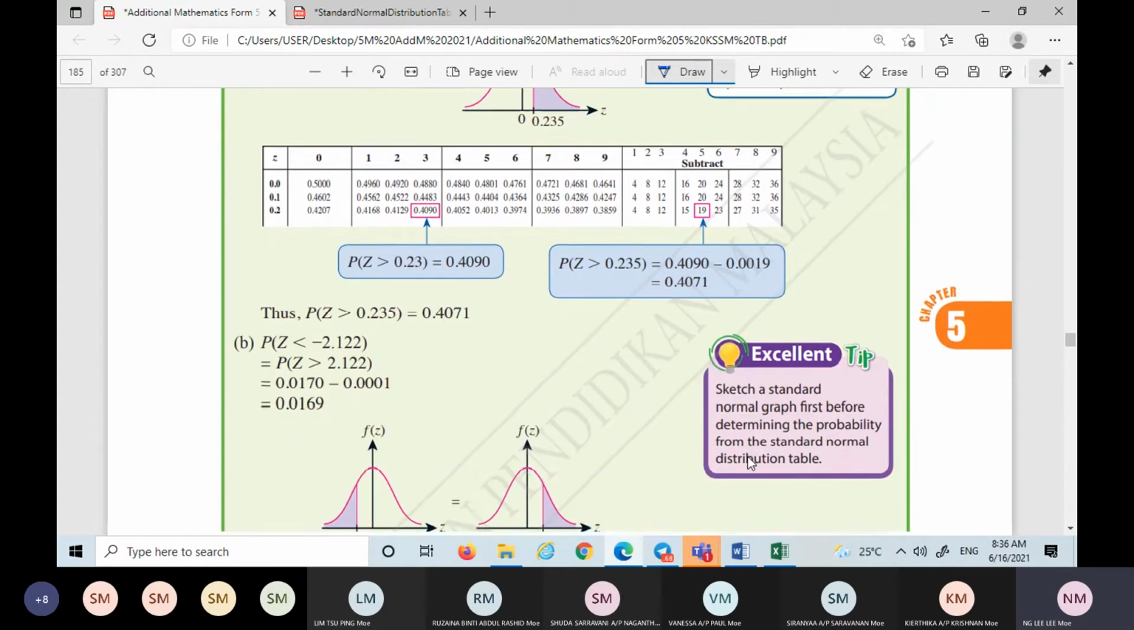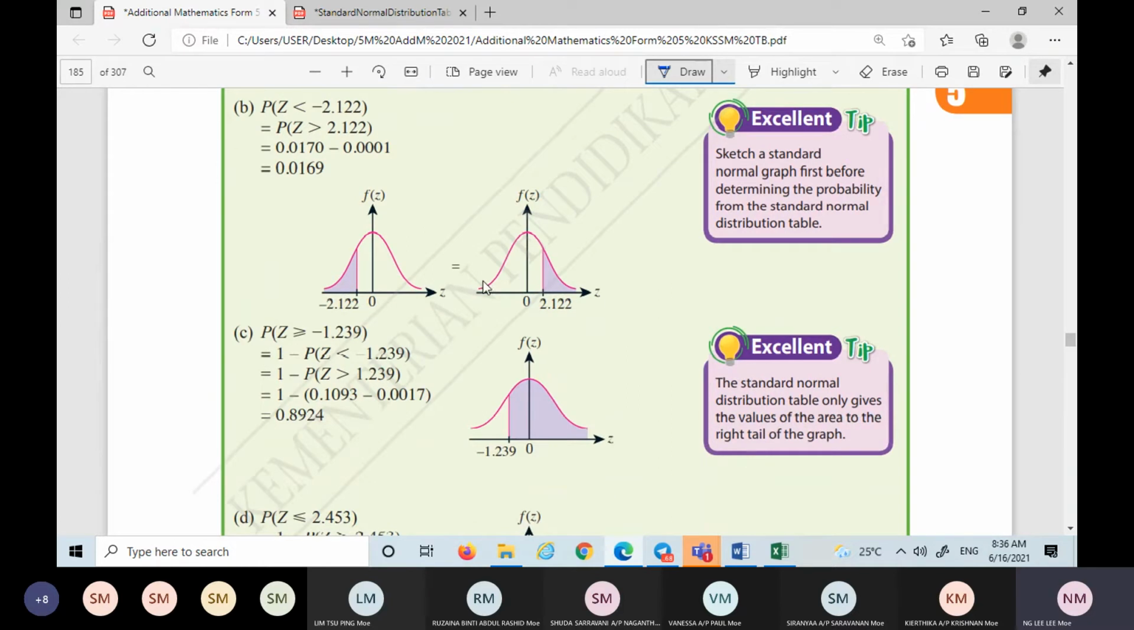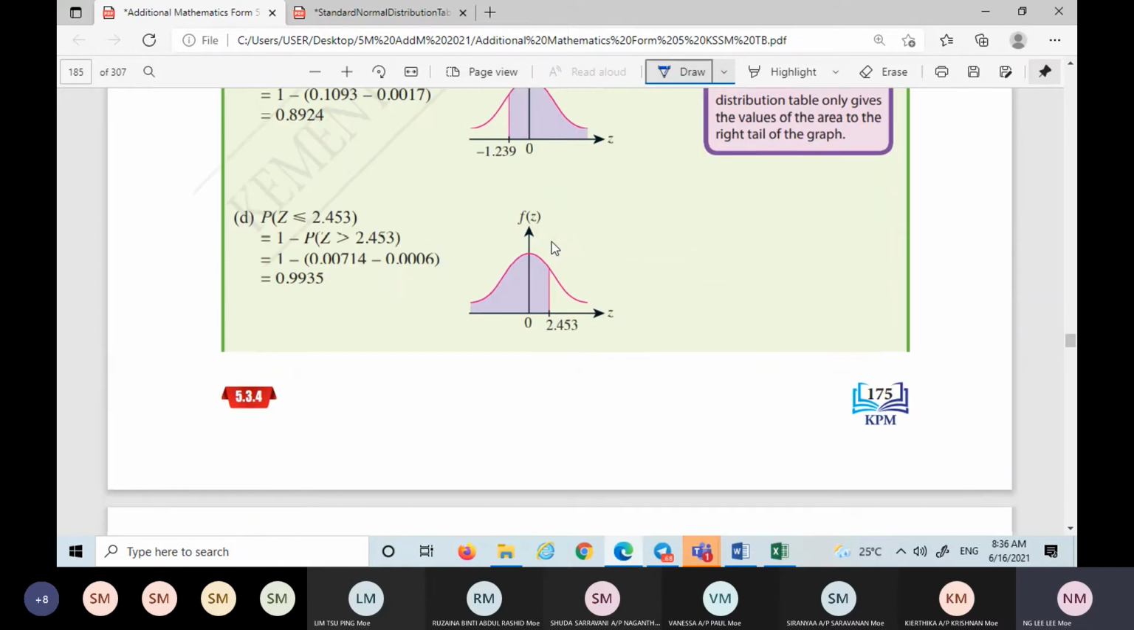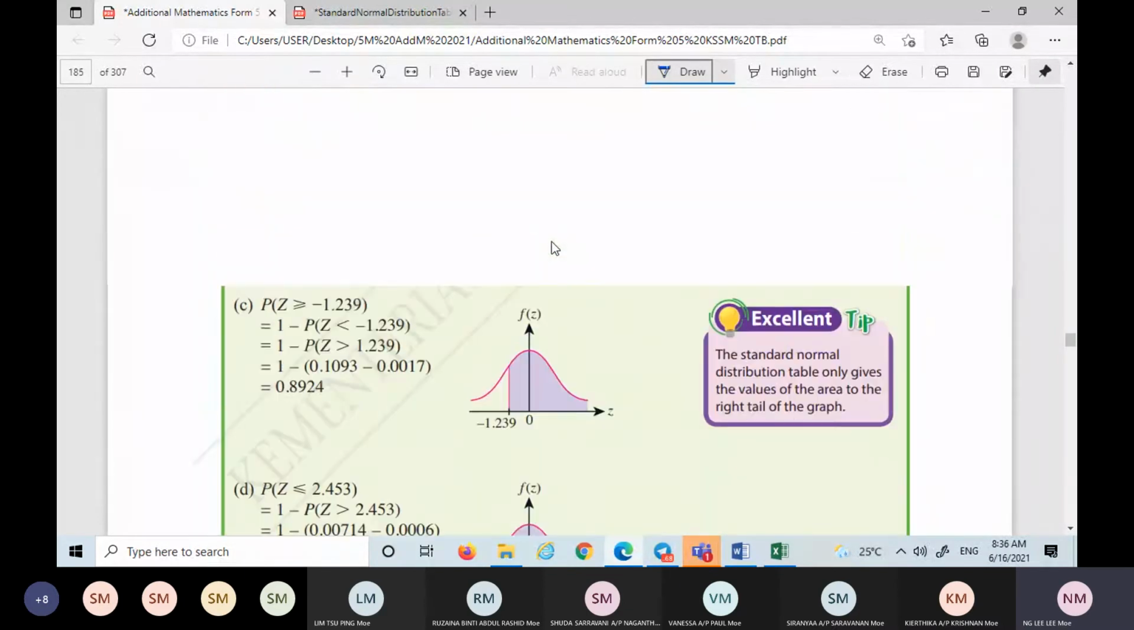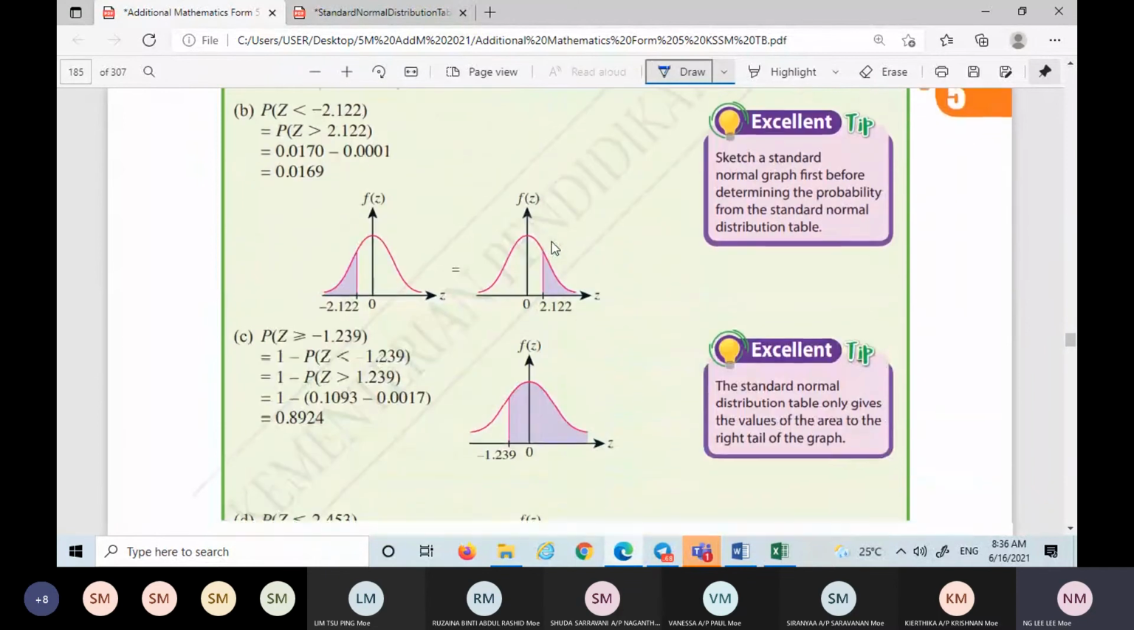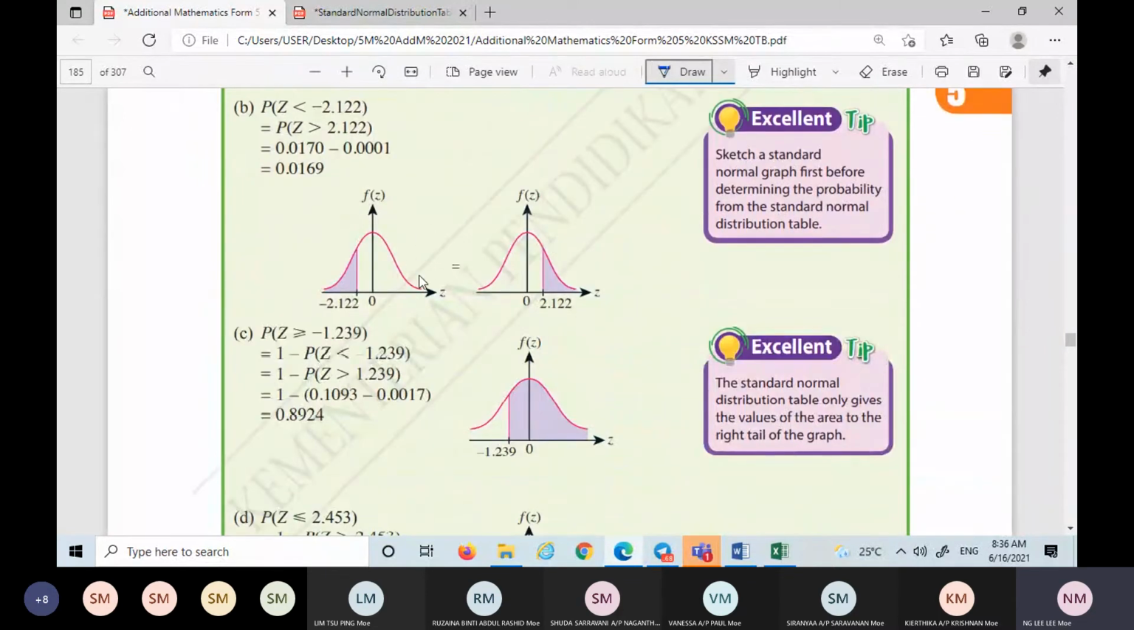Okay, so I go to this. You look at all these tips. Look at this one. Sketch a standard normal graph first before determining the probability from the standard normal distribution table. This one I always do. You see all the questions, all the examples here, they will sketch the graph. Only then will you know what adjustment you need to do. Even though you see my drawing is very ugly, it helps. So I hope when you do it, you can also practice this.